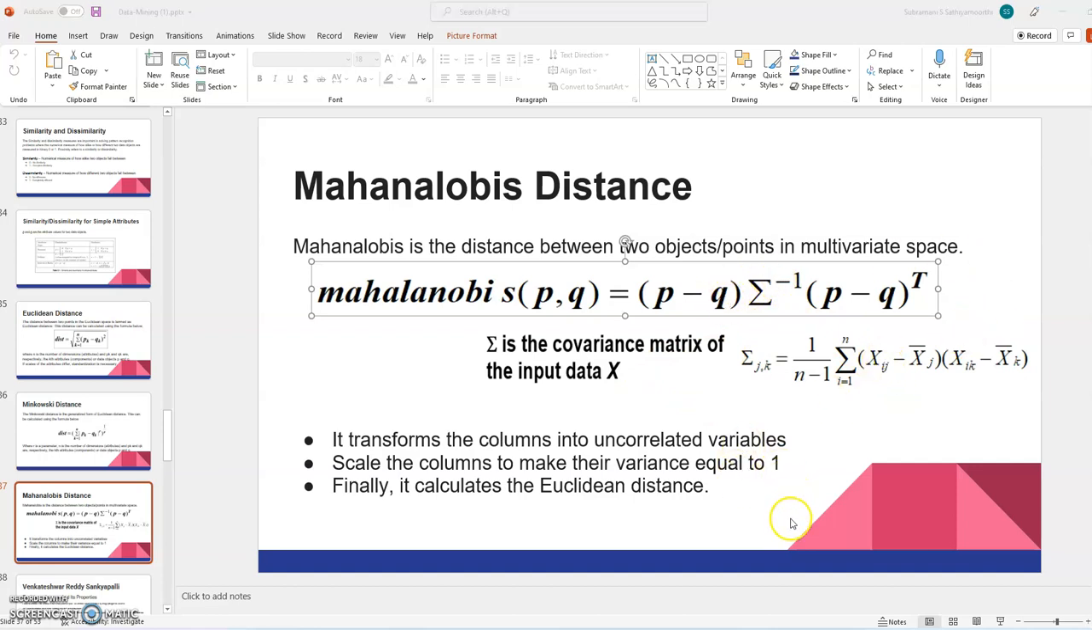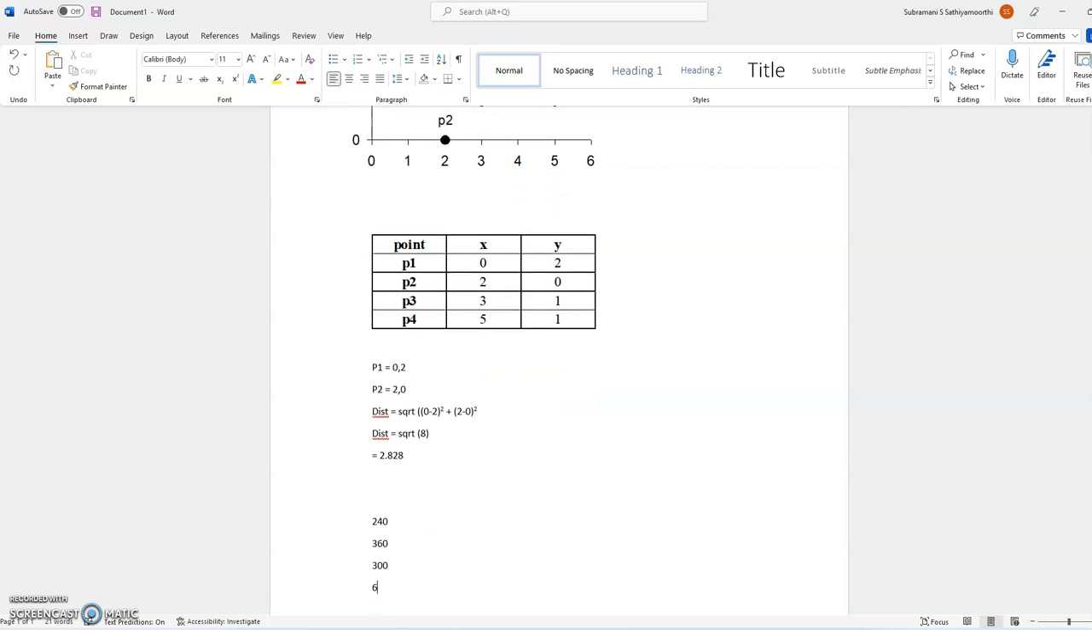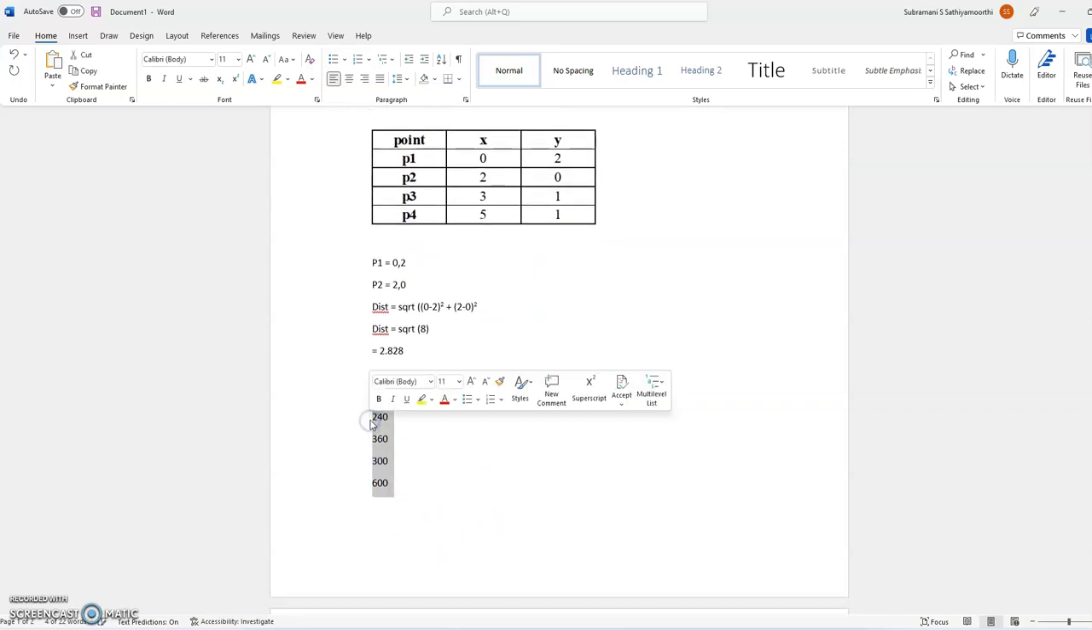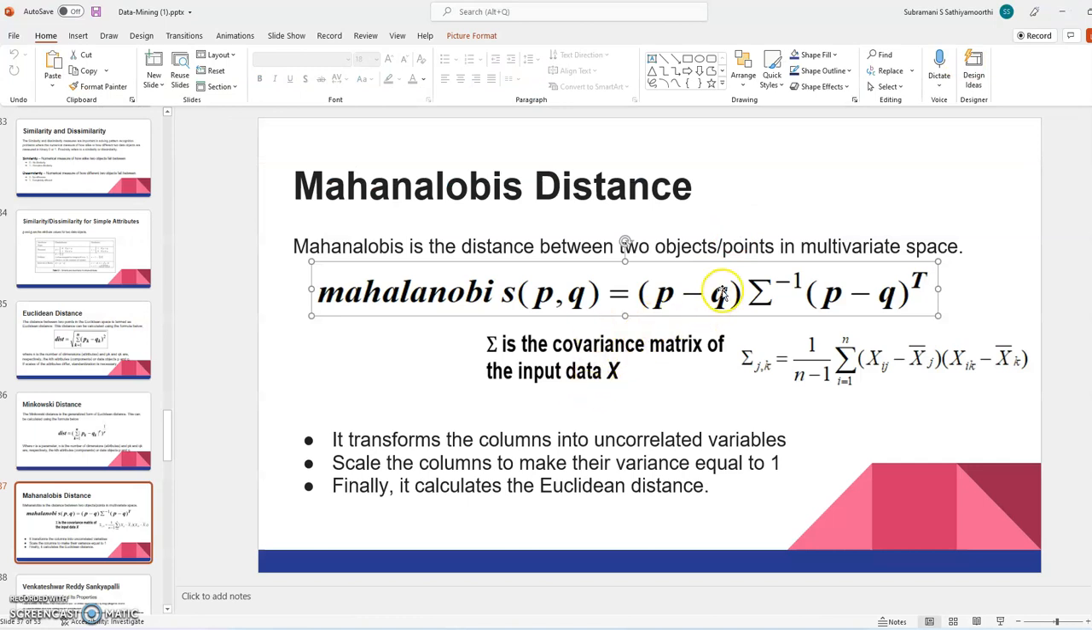So for example, say you have 240, 360, 300, and 600. This is your data, say for one of the customers who bought items for $240, $360, and so on. So what is the mean? You just add all the numbers and divide by the number of instances. For this one, 600 plus 600 is 1200, plus 300 becomes 1500. So 1500 divided by the number of items, 1, 2, 3, 4, becomes 375. So you calculate the mean, which is the q here.